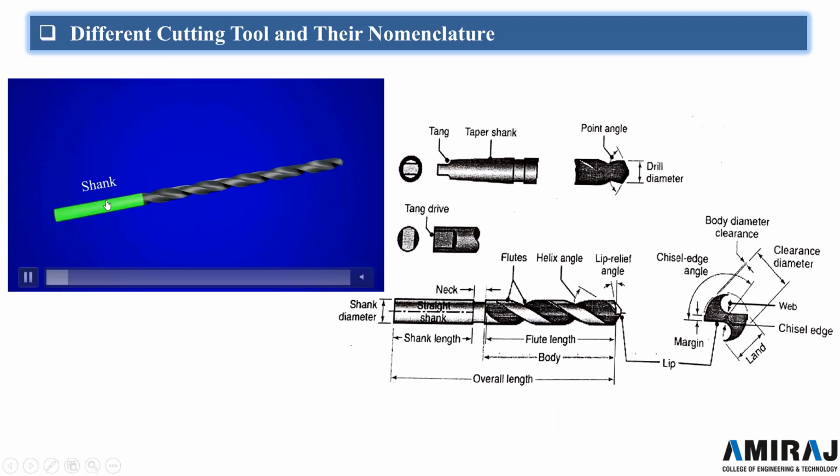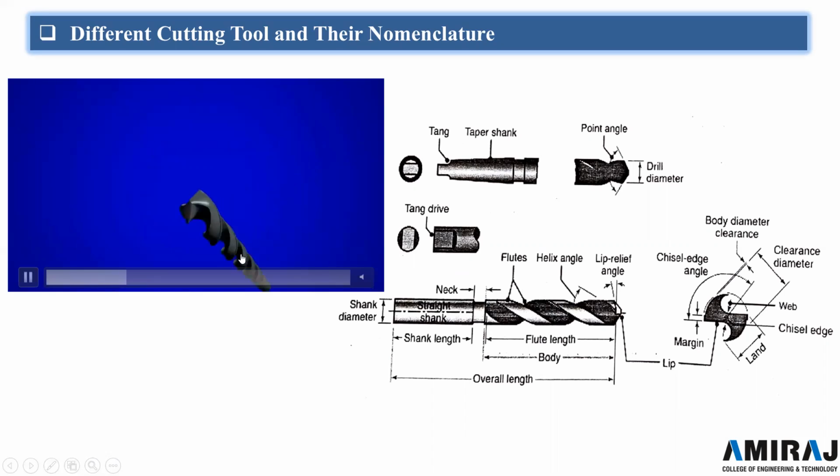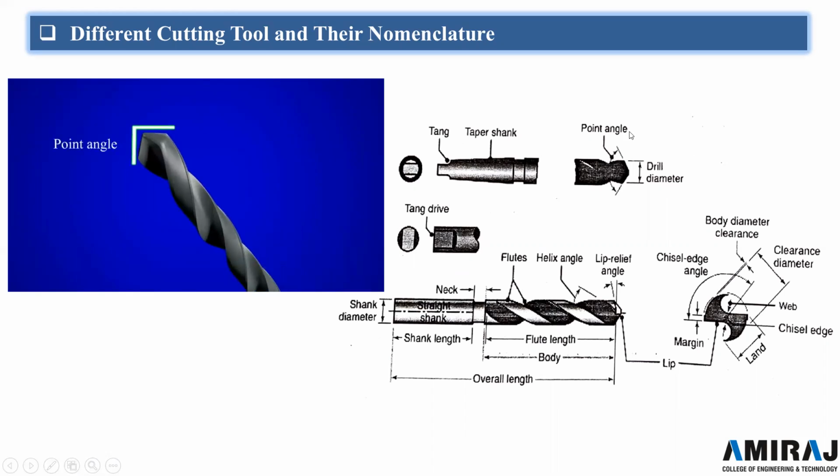Here is one video showing the drilling tool. This part is called the shank portion. Here you can see this is the shank, and the remaining part is called the body. Apart from that, there is the tip of the drill. Then after the tip of the drill, you can see the point angle, and this one is the drill diameter.